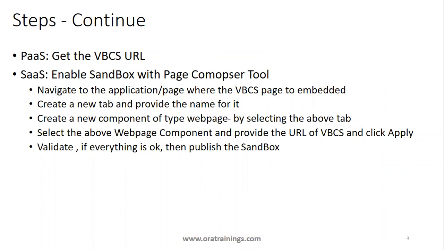After that, in the SaaS, create a sandbox with the page composer tool selected. Then navigate to the page in which you want to create a tab as well as embed the page. Create a new tab, select the new tab and create a component of type web page under the new tab, and then provide the web page in the properties of the web page component and click on apply and validate it. If everything works okay, then you can publish. Okay, so let us see this particular functionality step by step in a live example.